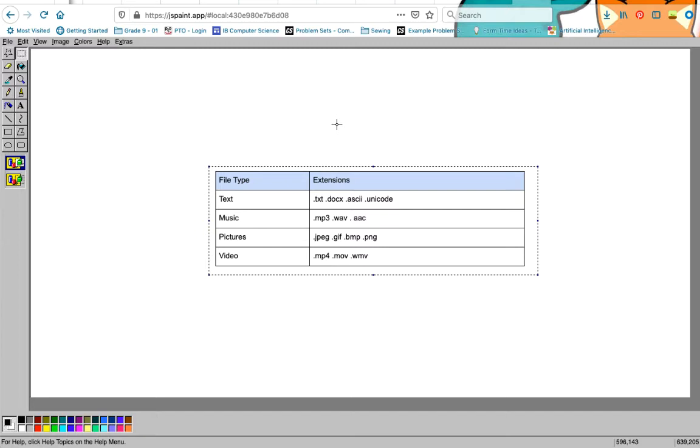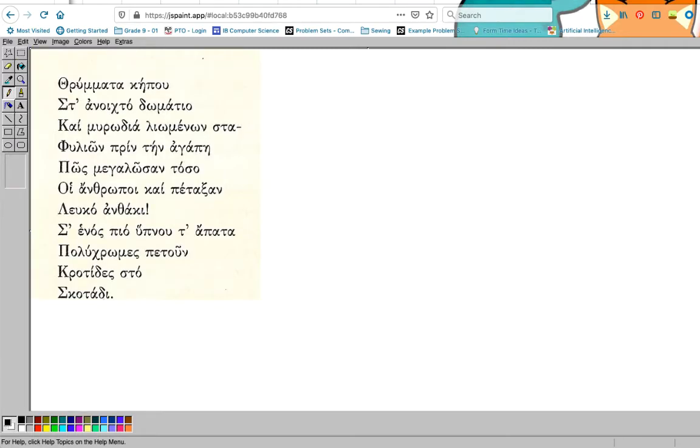We have MP4s. They're the most common video type. However, you do have .mov and .wmv. WMV is Windows only. When the computer sees the file type, it knows how to interpret the ones and zeros and therefore what you see on your screen.